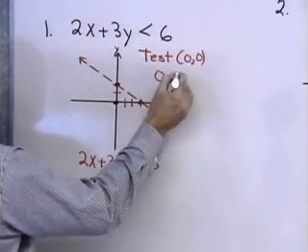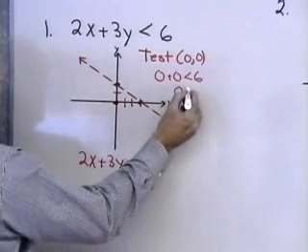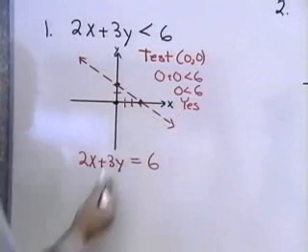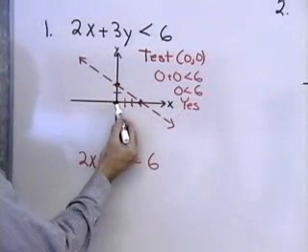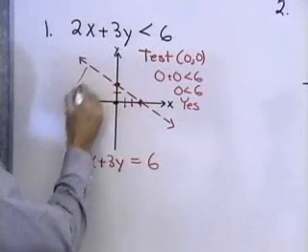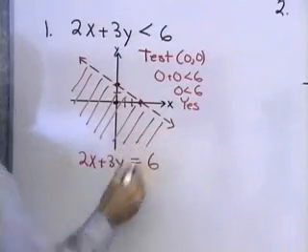0 plus 0 less than 6. The question is, is that a true statement? Is 0 less than 6? The answer is yes, that's a true statement. So this point right here satisfies this inequality. It lies below the boundary line, so all the points below the boundary line are solutions to that inequality.